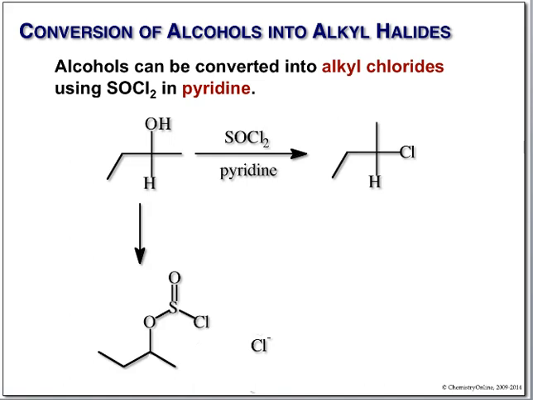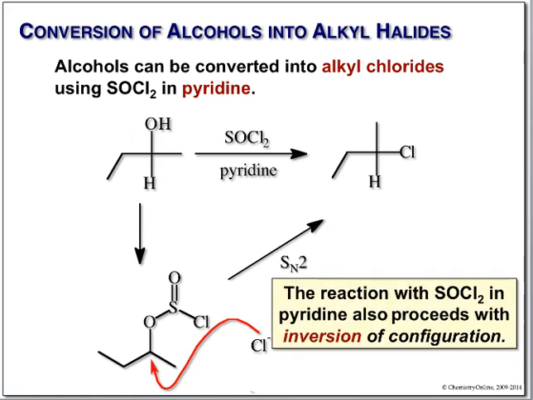The oxygen attacks, the chloride leaves, and we wind up with a chlorosulfide ester. Now, what do you think is going to happen next? Well, just like PBr3, chloride attacks, SN2 chemistry, and we wind up with the alkyl chloride. Again, if we have stereochemistry, we get inversion. So with either PBr3 or thionyl chloride pyridine, we can get an alkyl halide with inversion.